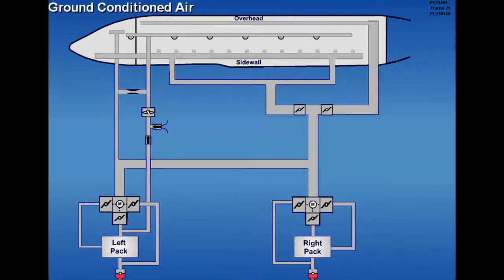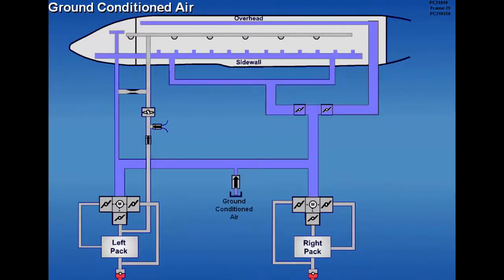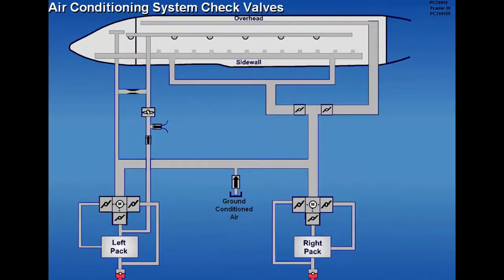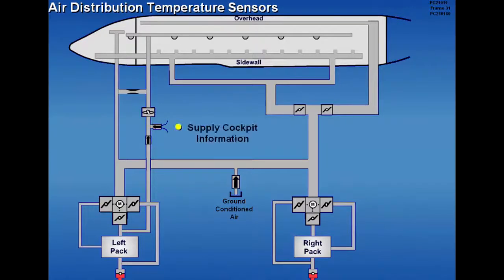Ground-conditioned air may be connected directly to the crossover duct for distribution into the cockpit and passenger cabin. The air conditioning distribution system has several check valves which prevent reverse airflow. The air distribution system has several temperature sensors that supply cockpit information. They include a main supply sensor, forward and aft supply sensors, and forward and aft cabin temperature sensors.